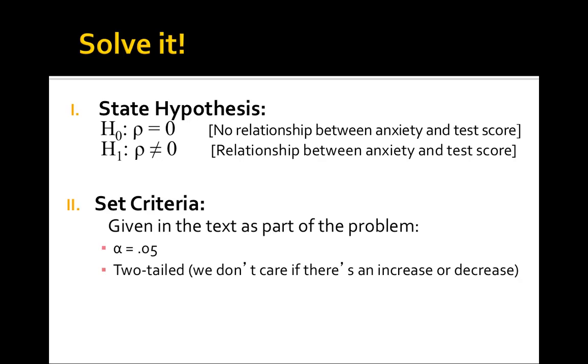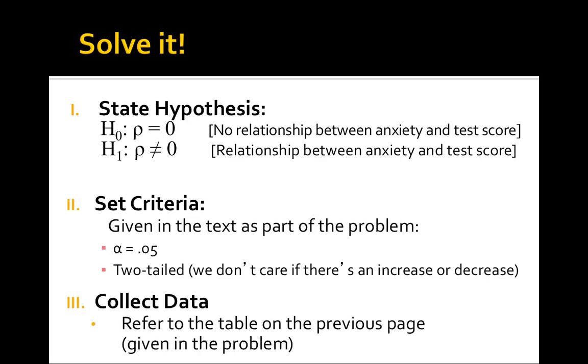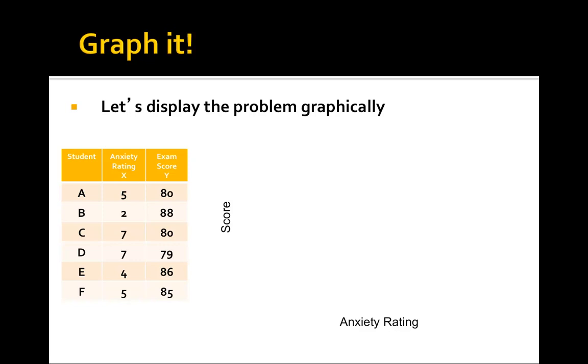We set our criteria, and it's given as alpha equals 0.05, and we're going to look at it two-tailed. We're not going to care if there's an increase or decrease. And then we'll collect our data. Certainly we've already seen the data, but we'll go ahead and create it in the time sequence. We'll go ahead and get that data now and put it out here. So now we have our 6 students, their anxiety ratings, and our exam score.